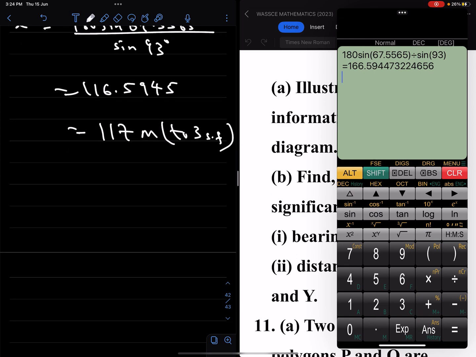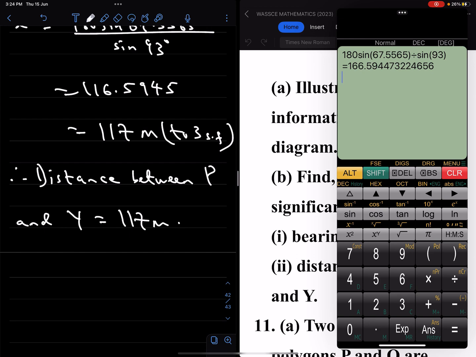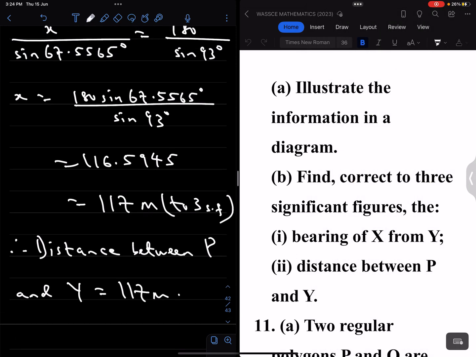To 3 SF. Therefore, the distance between P and Y is equal to 117 meters. And that's it, very simply.